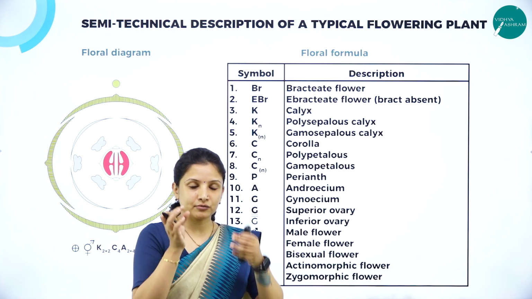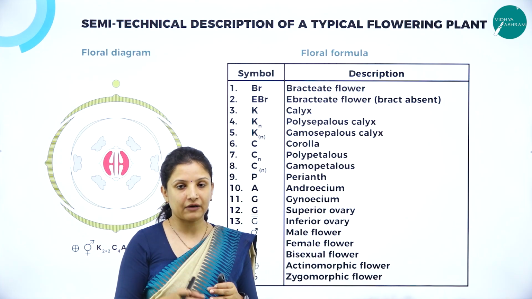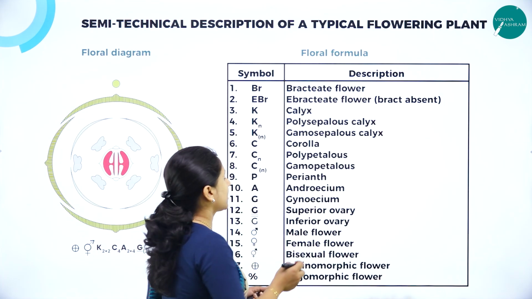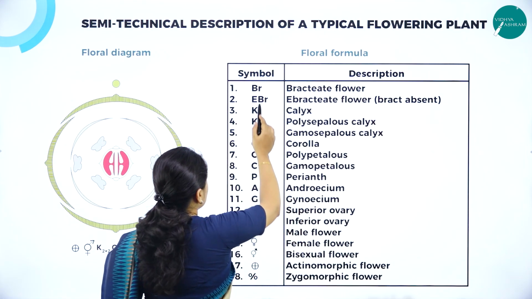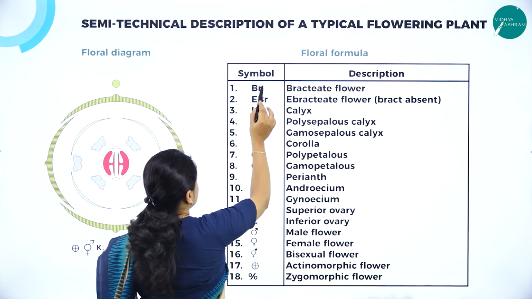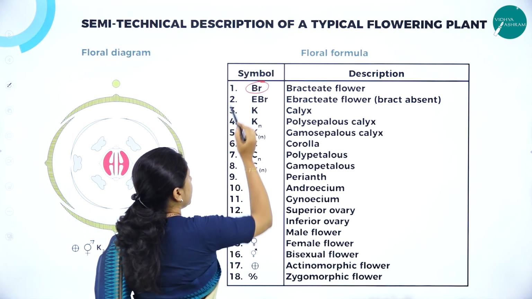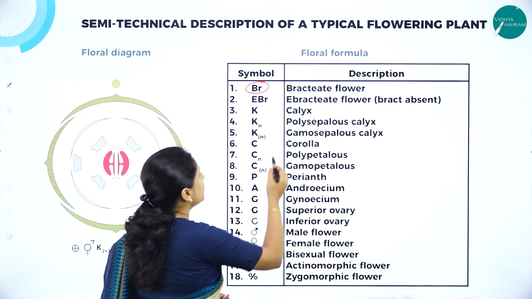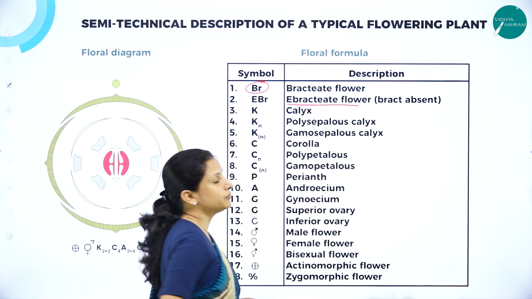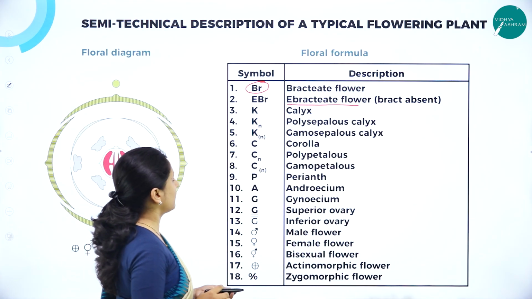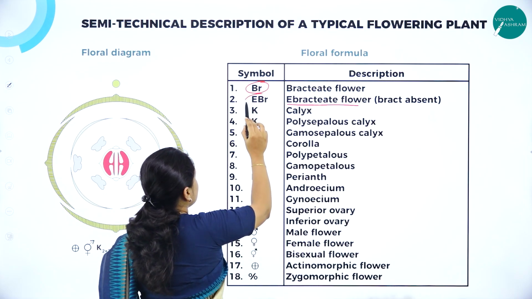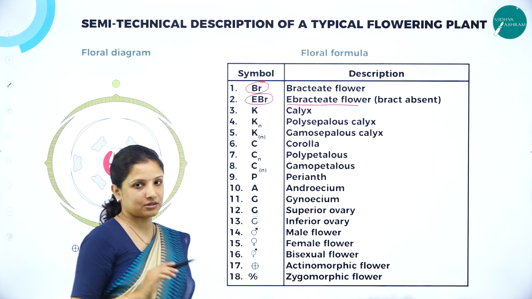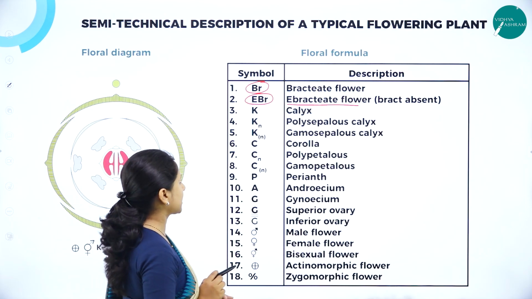So when you are looking at the morphology of the flower, if there is a bract, then we call it as a bracteate flower and it is represented by the symbol Br. Now if the flower doesn't have a bract, then it is called as ebracteate, meaning the bract is absent in that particular flower, and it is written as EBR, E for E, that is, and BR for bracteate, ebracteate.